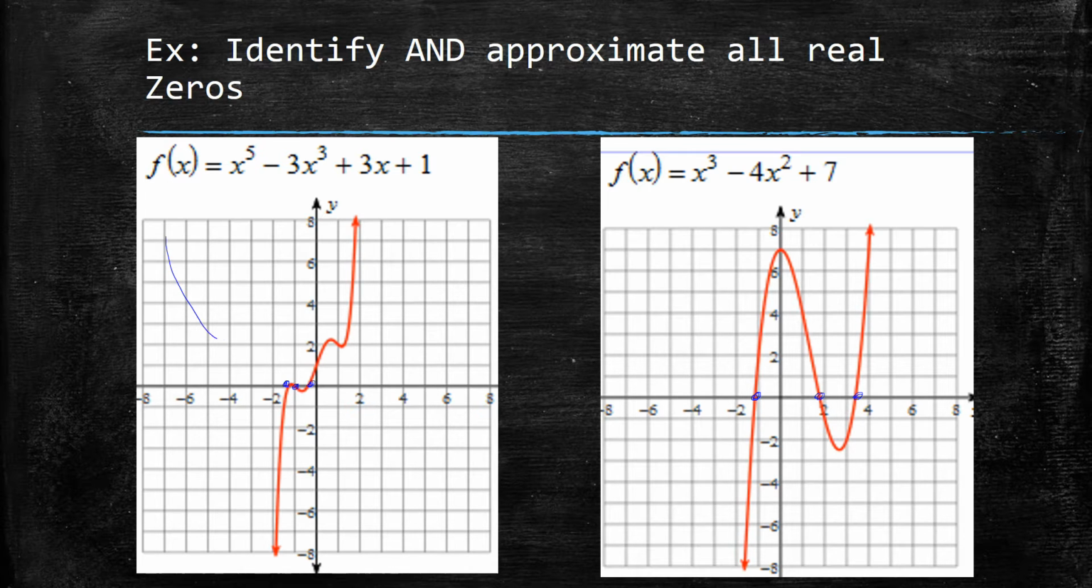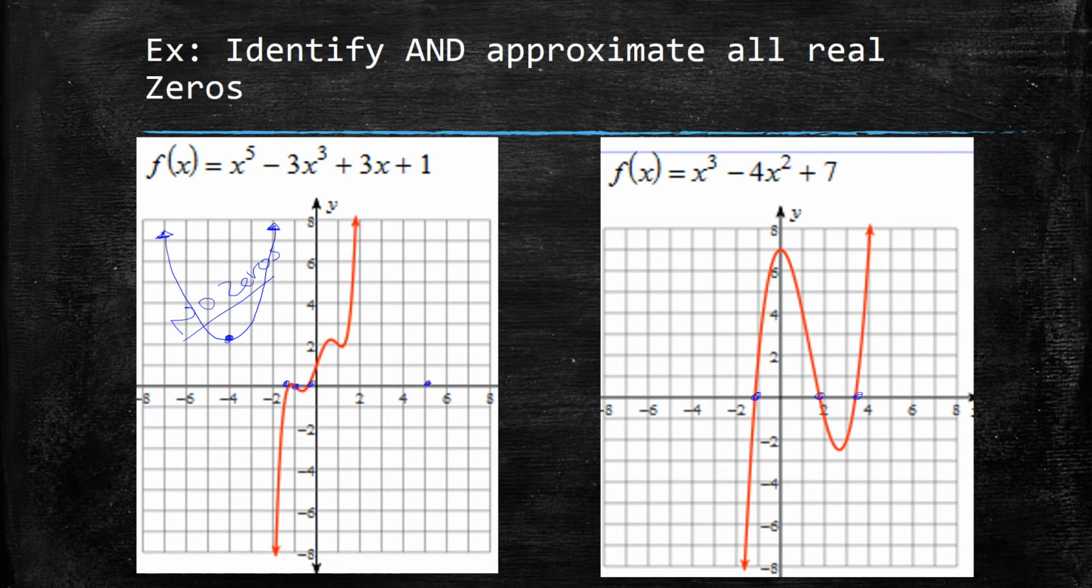For example, if you had a parabola that was just hanging out over here in the second quadrant with the vertex right there, this graph is not going to cross the x-axis. So you're not going to have any x-intercepts, and you will have no zeros. Okay, and on your homework you can just write no zeros if there are none.